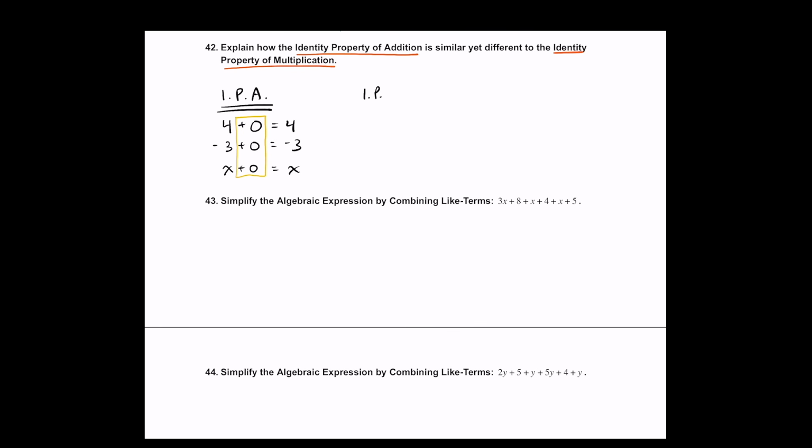Now let's talk about the identity property of multiplication. So the only number in the world you can multiply by and keep the same value is going to be 1. So 6 times 1 is going to be equal to 6. -7 times 1 is going to equal -7. If you have something like y times 1 or 1 times y, that's just going to equal y. So the only number in the world you can multiply by and get the same value is going to be the value of 1. So when you're trying to explain how these two are similar, you're trying to really just say that it's the only number you can add or subtract, so the value doesn't change. So that's kind of what they have in similarity. Value stays the same.